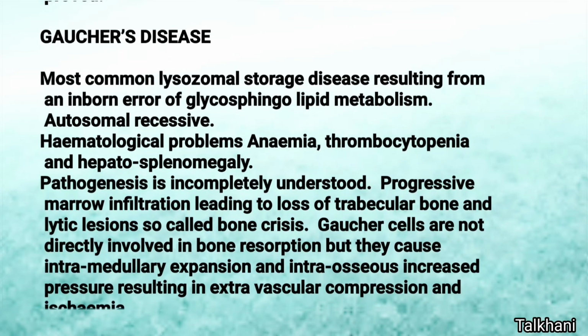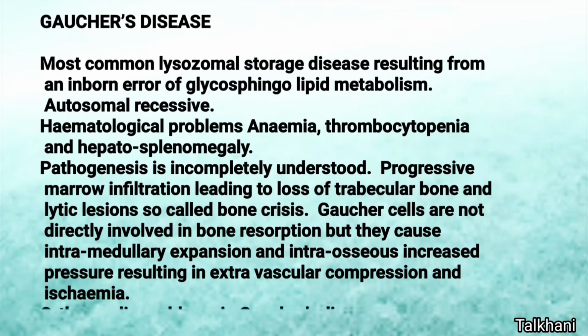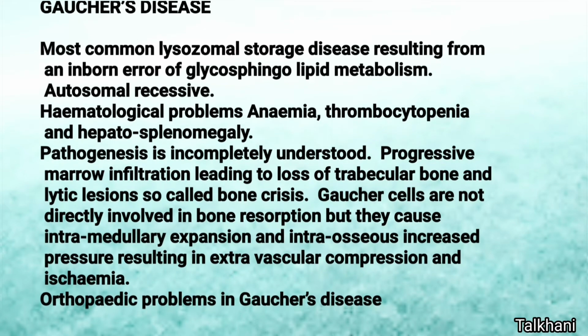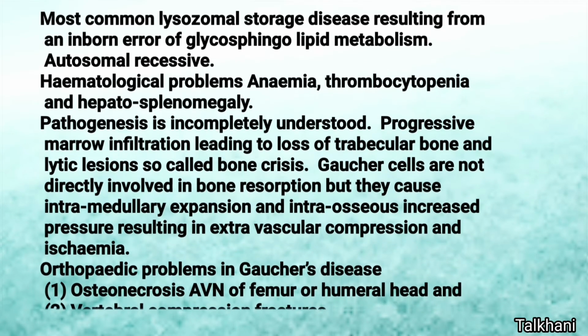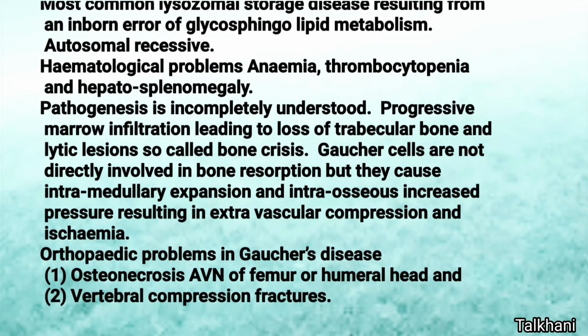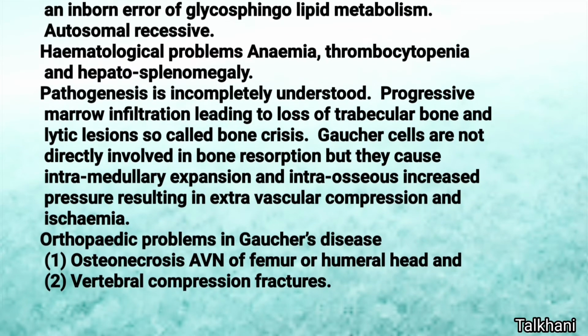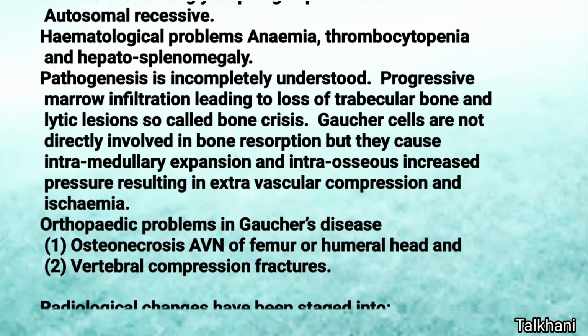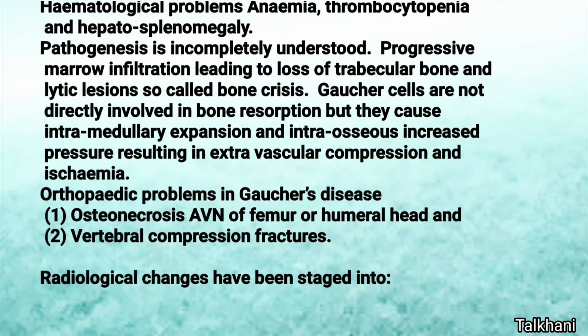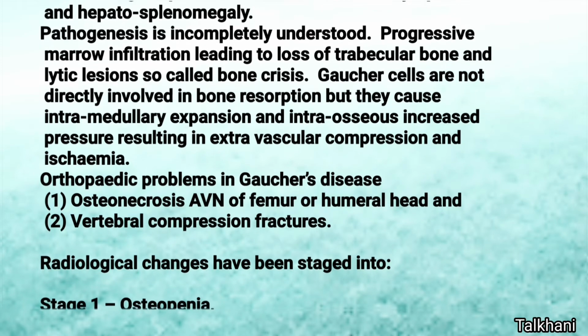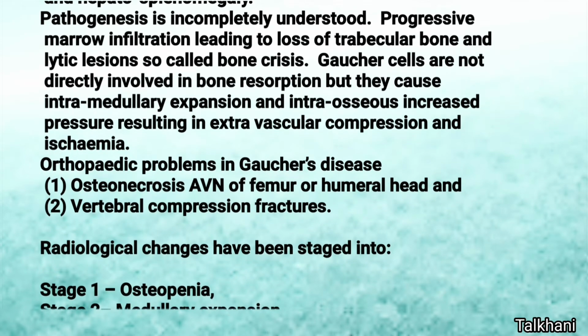Radiological changes in Gaucher's have been staged into stage 1 osteopenia, stage 2 medullary expansion, stage 3 localized destruction or osteolysis giving a ground glass appearance, stage 4 osteonecrosis, and stage 5 diffuse destruction, epiphyseal collapse, and osteoarthritis. Two complications to remember: AVN and bone crisis.